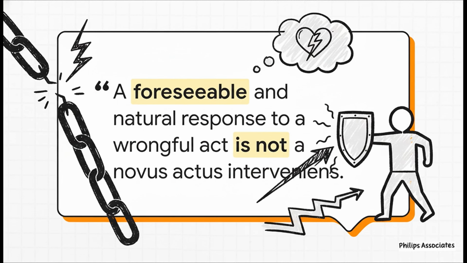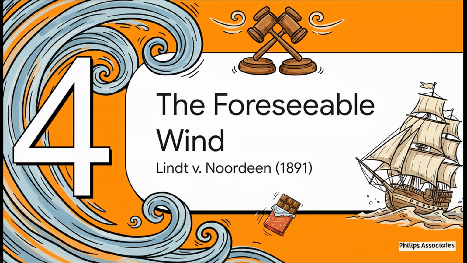And this case gave us a really important rule of thumb. When an intervening act is just a foreseeable, natural human response to a dangerous situation, like trying to save yourself, it does not count as a Novus Actus Interveniens. It's just part of the predictable chaos the defendant unleashed. Okay, so that was about human reaction. But what about a force of nature?